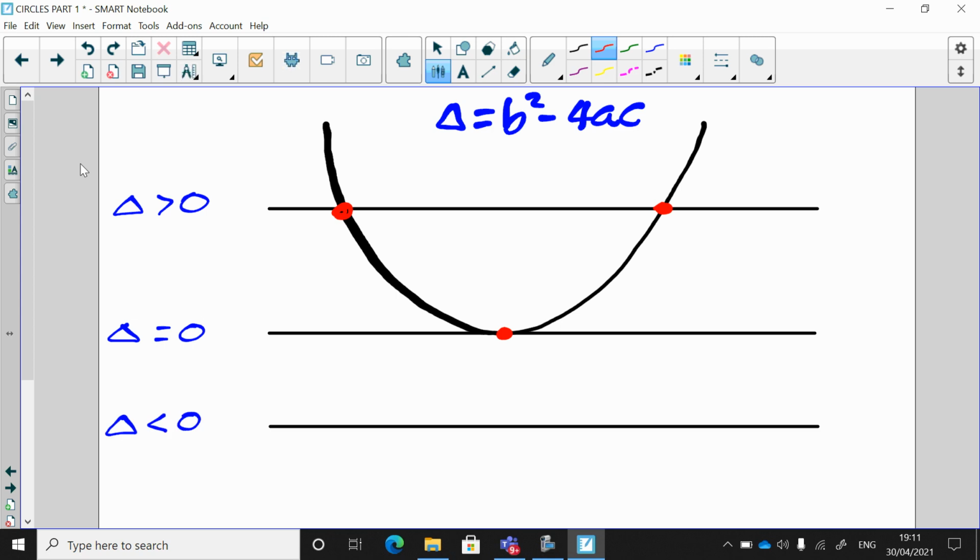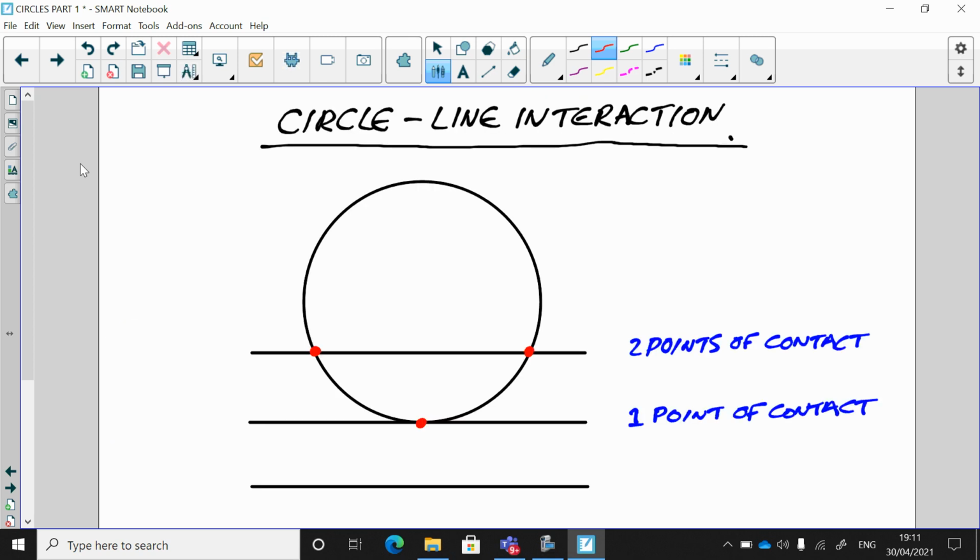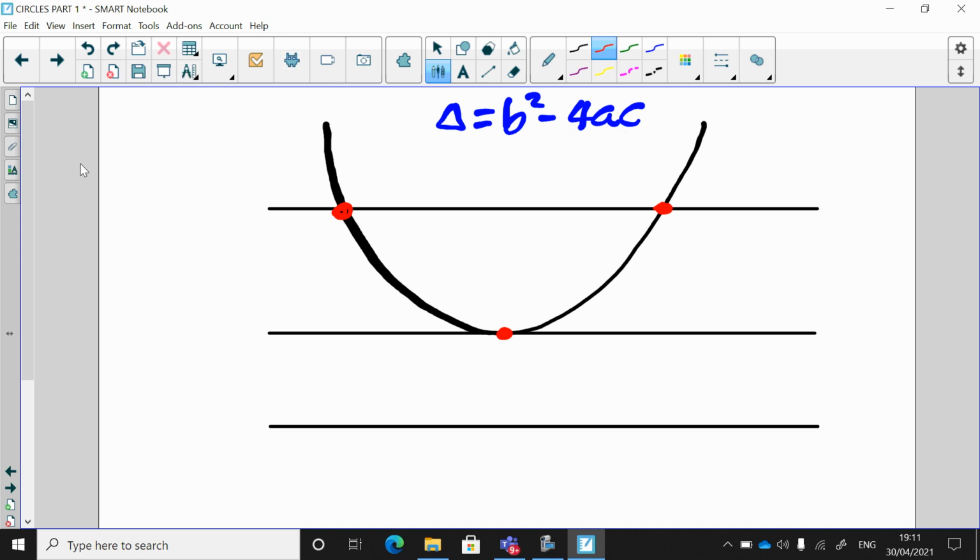So what we've got here is some kind of scenario with quadratics that we might be able to use for circle-line interaction. There's something similar going on here, folks. You have crossover in mathematics, and maybe we can use it. Okay.